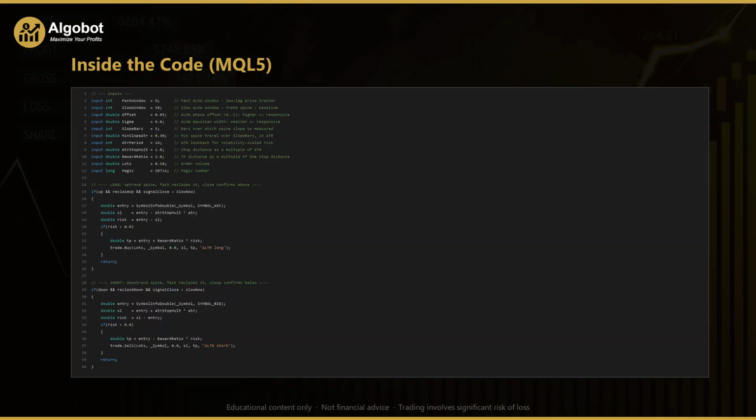Let's read the MetaEditor code on screen. At the top are the inputs. FastWindow and SlowWindow set the two ALMA lengths, 9 and 30 by default. Offset and sigma shape the average, controlling how responsive and how smooth it is.